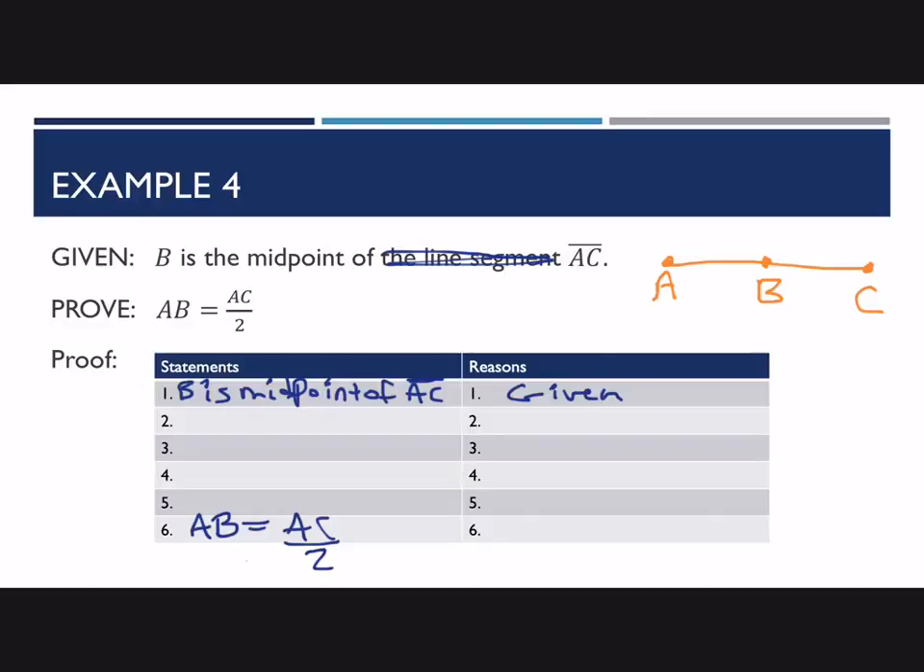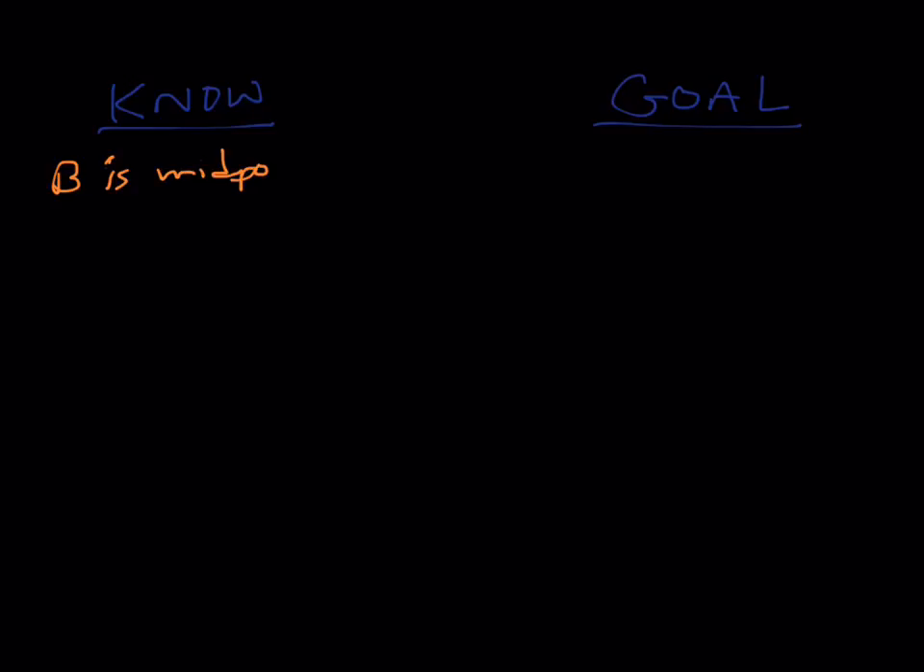Alright, so now if you're looking for where to go from here, here's a strategy that you can use. I really like this one. So if you are making some scratch paper here or something, make 2 lists, one of what you know and then one of information that you can get starting from your goal and working backwards. So right now we know B is the midpoint of AC. And then our goal is to get AB equals AC over 2.